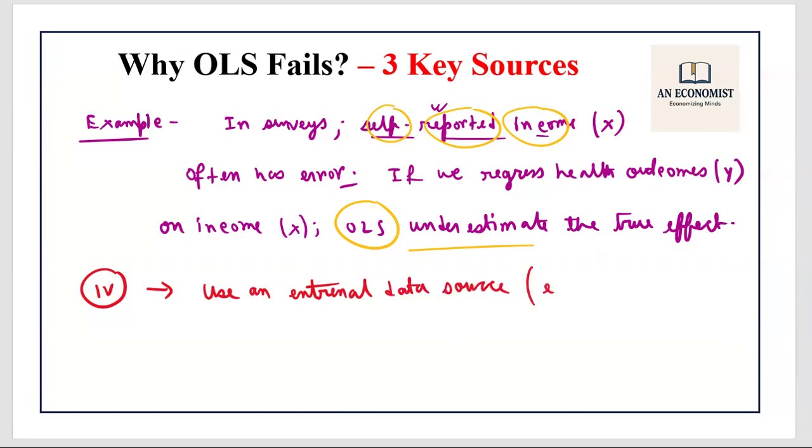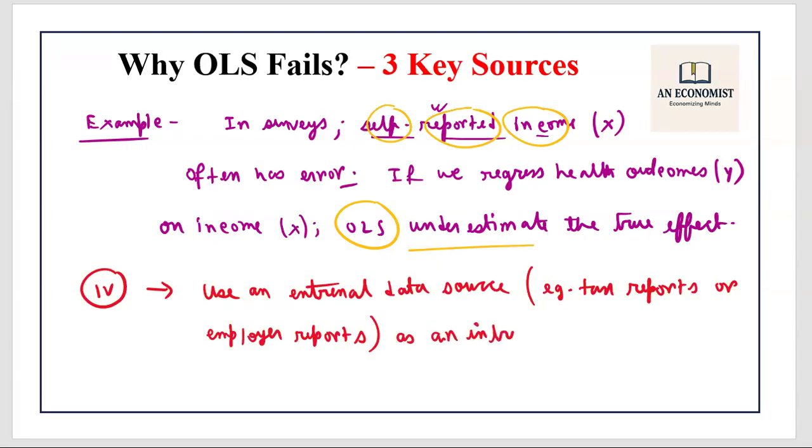For our example, it could be, say, some tax reports or some employer reports or salary slips. So this can be used. Some external data sources may be used as an instrument for income. We know it is very probable that this income will not be correctly self-reported. If you do self-reporting, this will not give you good answers.